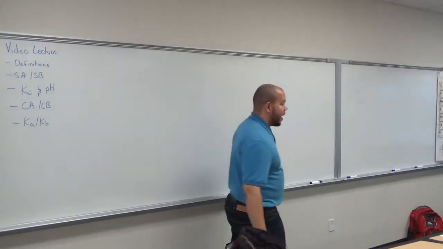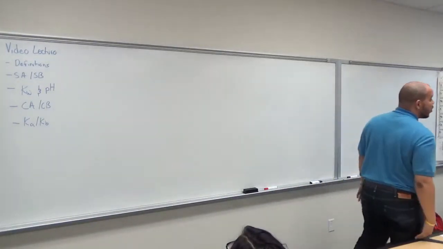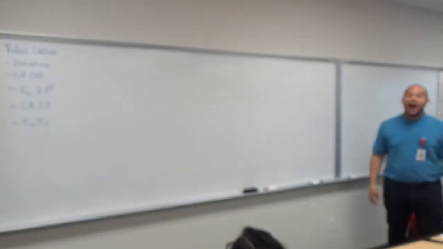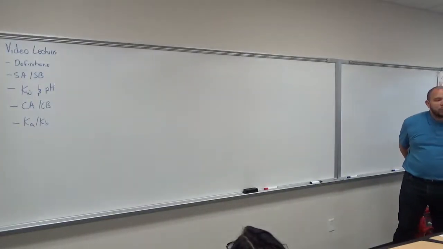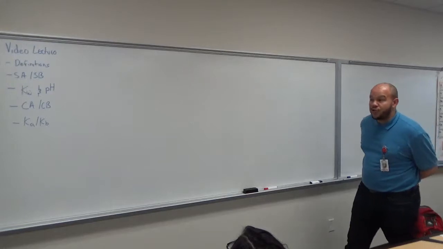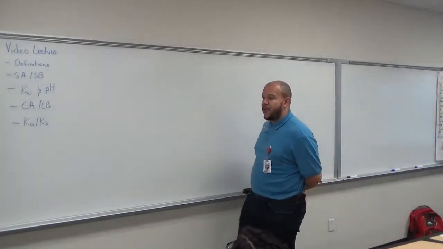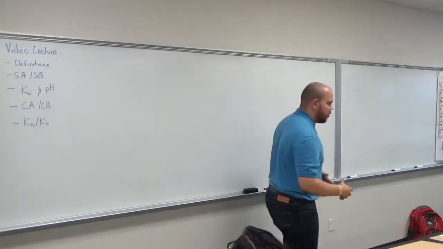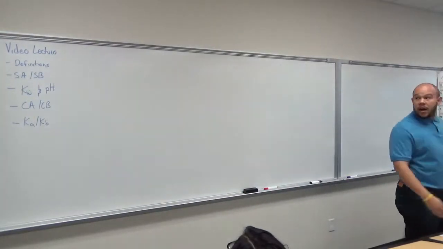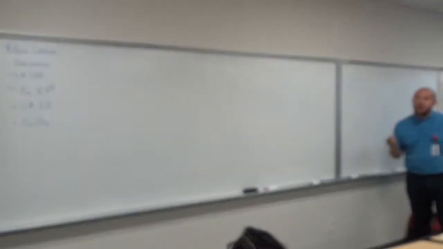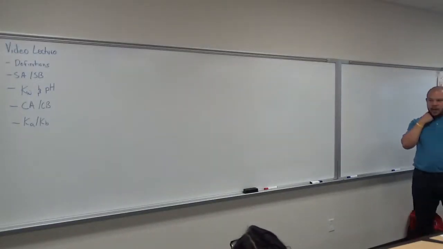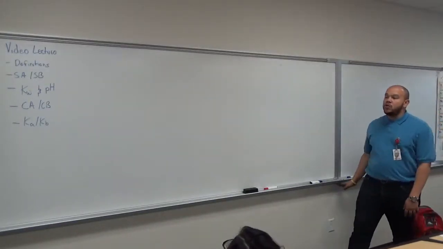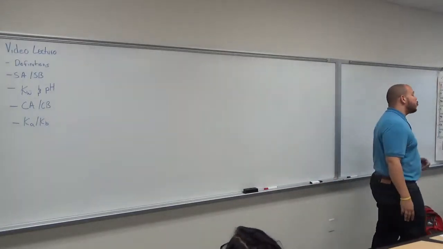Also, I brought up the idea of Kw, which is the equilibrium constant of the autoionization of water, which is water turning into hydronium, H3O plus, and hydroxide, and how Kw and pH are related, which was a part of that video. We also talked about conjugate acid, conjugate base, and we talked about using Ka and Kb and what those are.